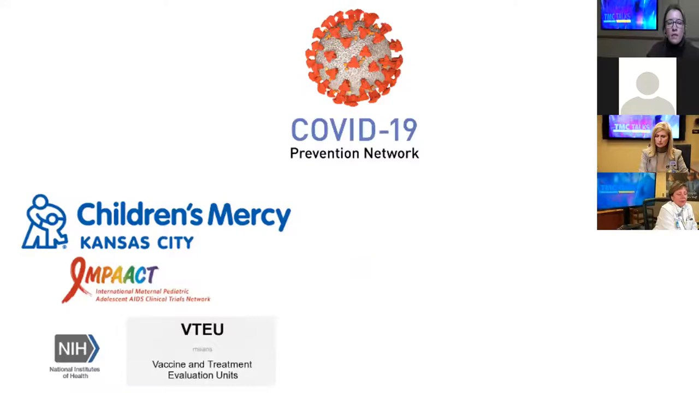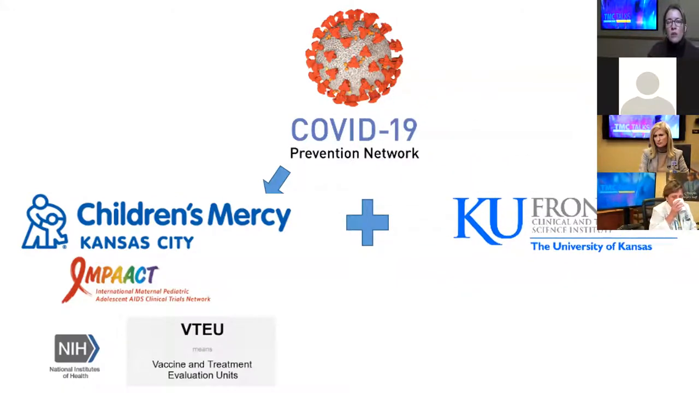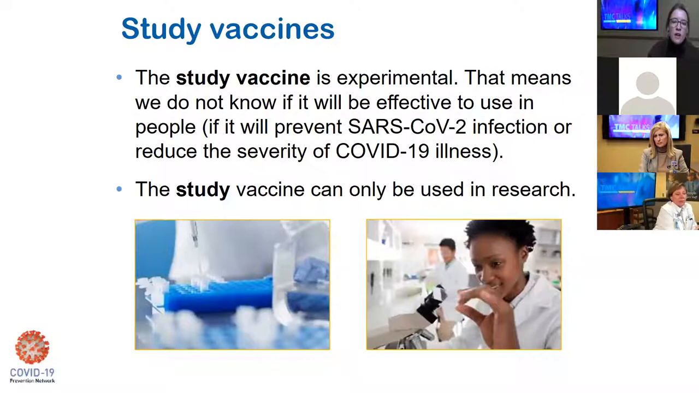So how did we get involved with the COVID-19 Prevention Network? Well, Children's Mercy is a member of the Impact Network, where we do a lot of vaccine clinical trials. And we were a member of the VTU, the Vaccine and Treatment Evaluation Unit. So we have a proven record of knowing how to do vaccine clinical trials with the NIH. And the COVID-19 Prevention Network basically reached out to all the networks that have experience conducting clinical trials with vaccines, and that's how the network was created. Because we are a pediatric hospital, however, as you know, most of these vaccine studies originally are targeting adults. So we decided to partner with our colleagues at KU Frontiers to be able to bring to Kansas City the first adult COVID-19 clinical trial to bring a vaccine to our city and our state.